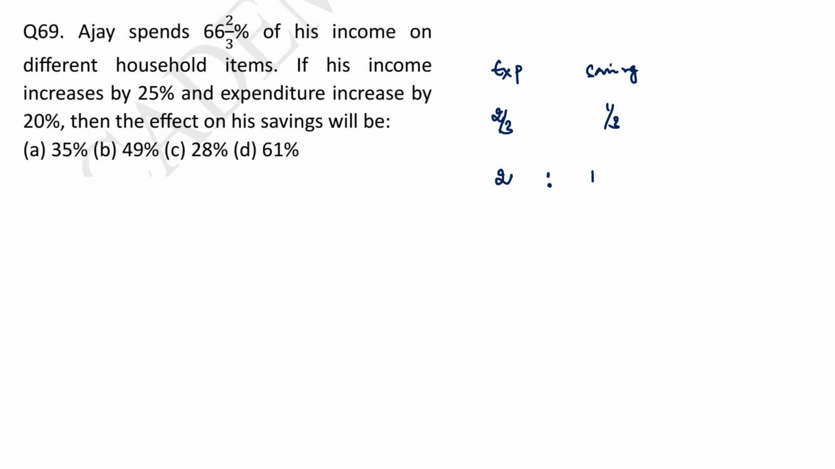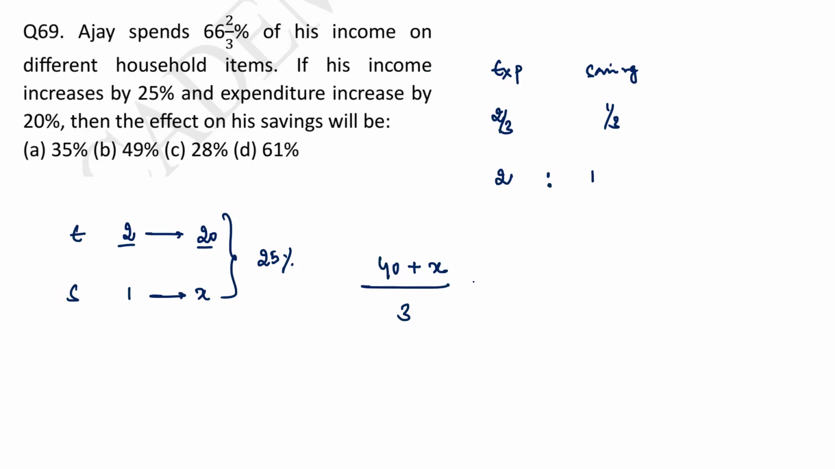If his income increases by 25%, expenditure increases by 20%. See here, expenditure, saving. Expenditure is 2 parts, saving is 1 part. Expenditure increases by 20, saving we don't know, but overall income increases by 25%. So do N1A1, 2 into 20, 40, 1 into x divided by 3 is equal to 25. Therefore, 40 plus x is equal to 75, x is equal to 35%.